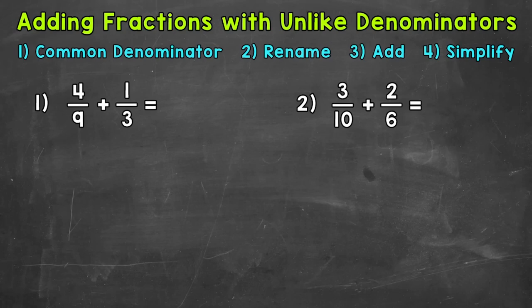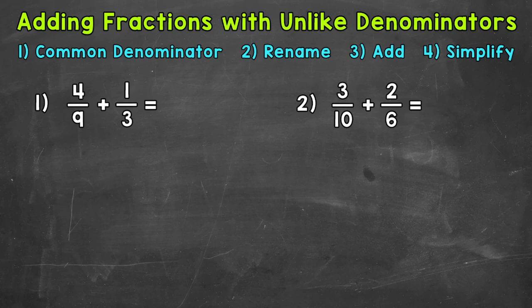In this video, I'm going to cover how to add fractions with unlike denominators. So let's jump into our examples, starting with number 1, where we have 4/9 plus 1/3. Now, when we add fractions, we need a common denominator. In other words, the bottom numbers need to be the same in order to add. For number 1, we have a 9 and a 3. So obviously, we don't have a common denominator to start with, so we can't add quite yet.